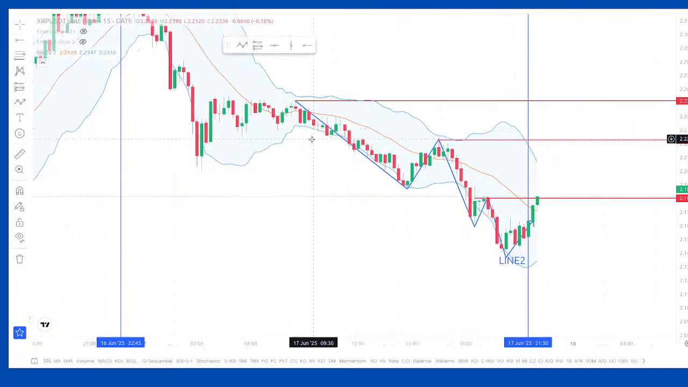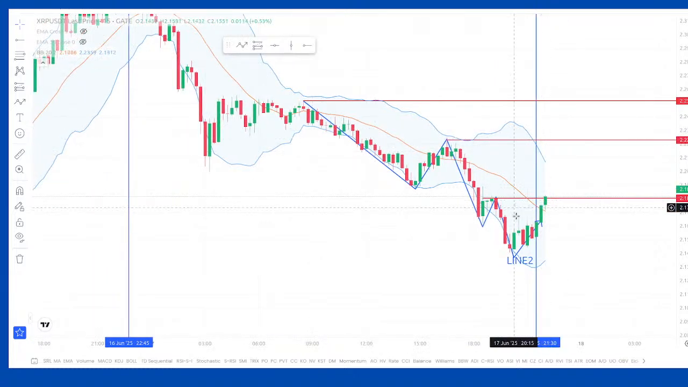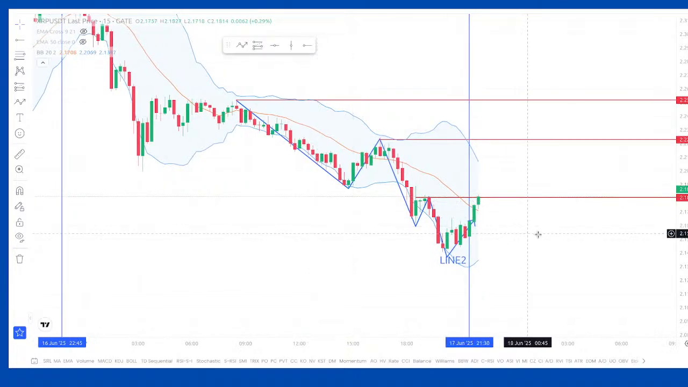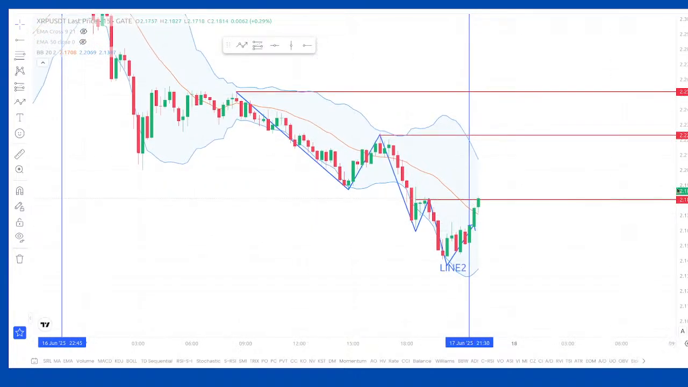Once it breaks and closes above this, it shows that the price, or rather the trend, is signifying a change. But you need to wait until it closes above this. As well, you can come back on the 15 minutes time frame and switch off.